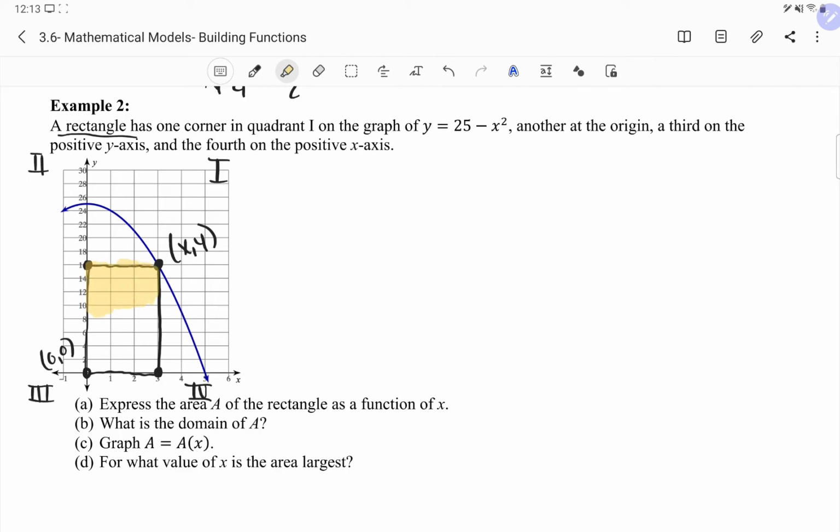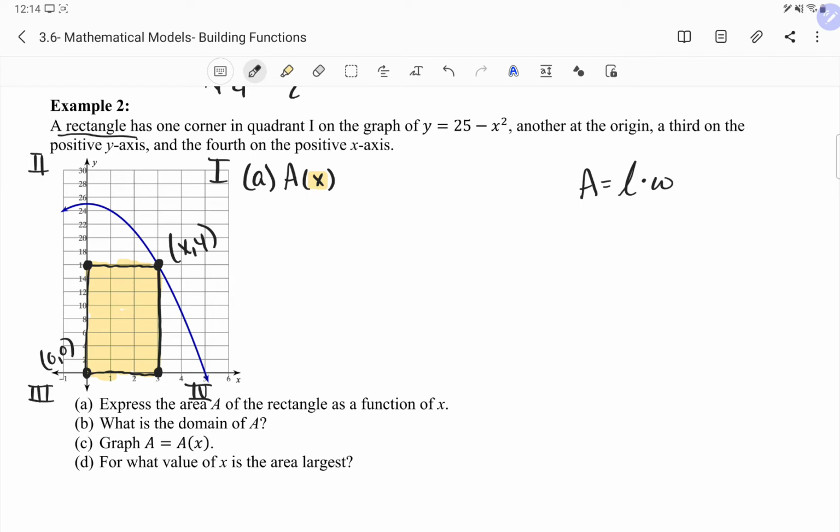and they're asking for us to express the area of a rectangle as a function of x. So we should have the area in terms of x. So what I'm looking for here in part A is A with respect to x. In other words, all of the variables on the right-hand side should be in x. The way we're going to do this is by first remembering that the area of a rectangle is the length times the width.